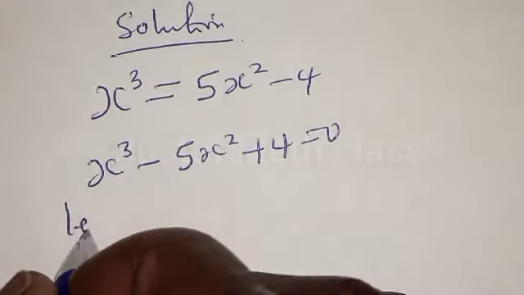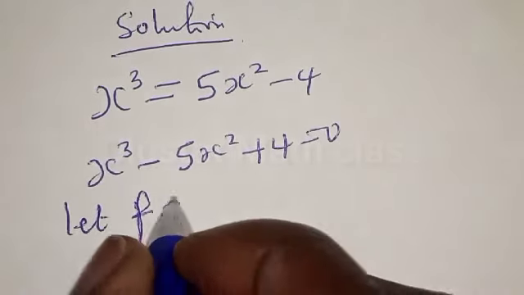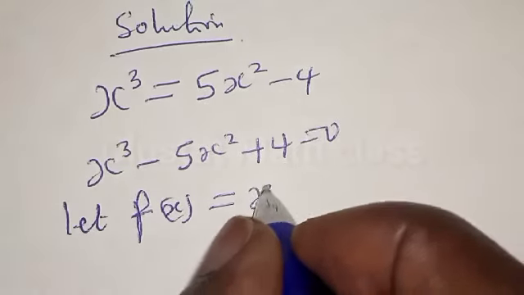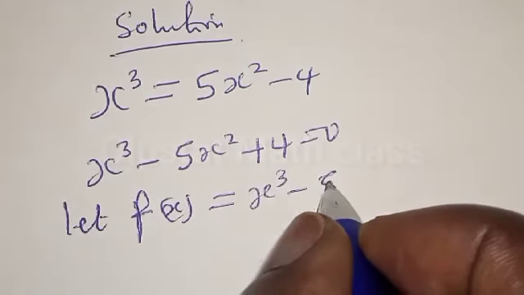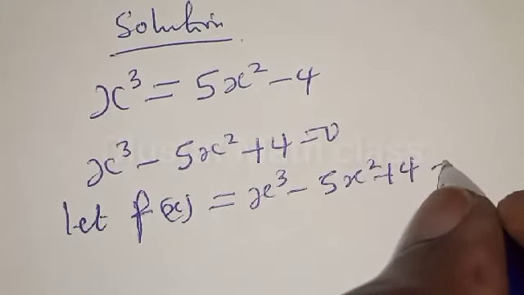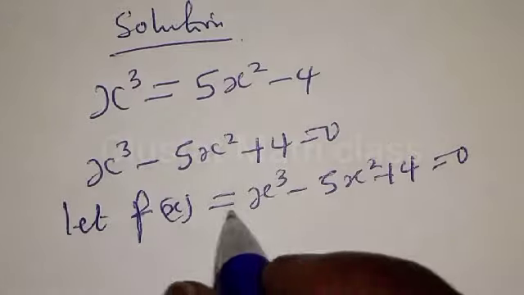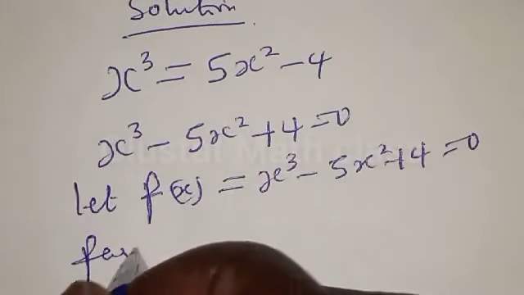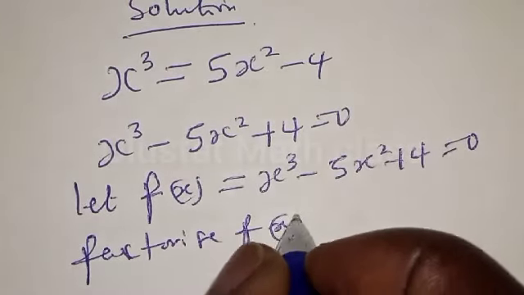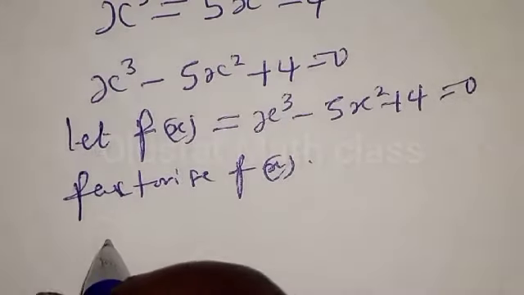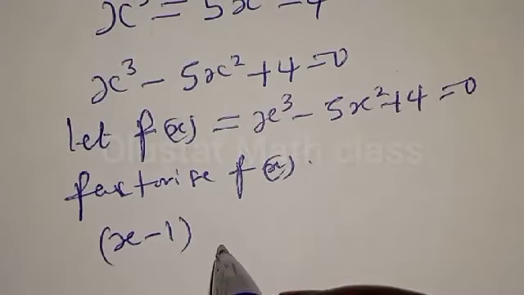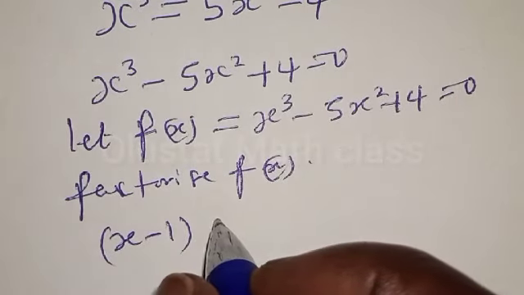Then we say let f of x equal to x cubed minus 5x squared plus 4 equal to 0. Now let's factorize f of x. Let's try x minus 1. We want to try x minus 1 to know if it is a factor.